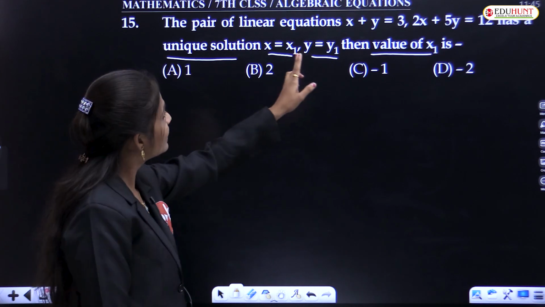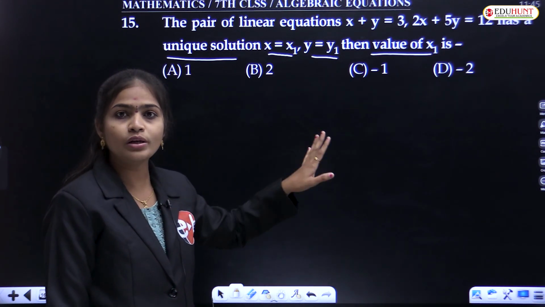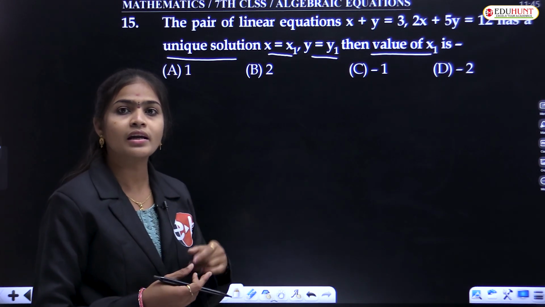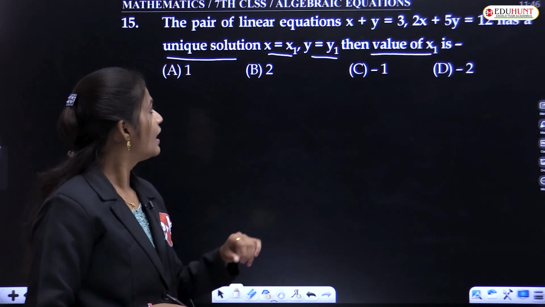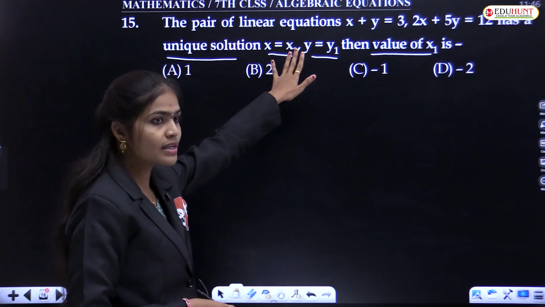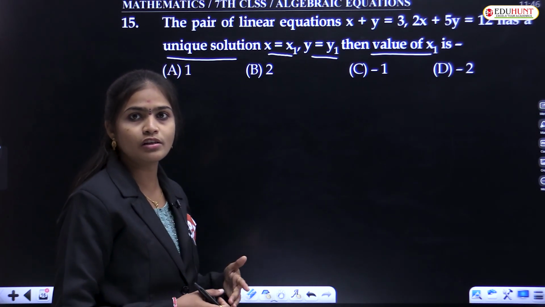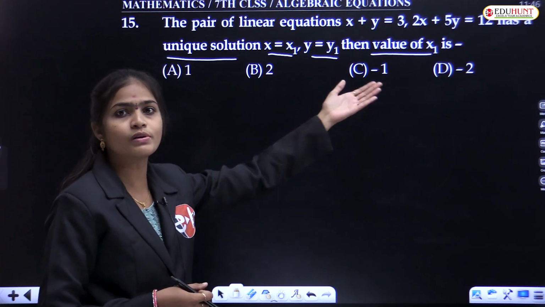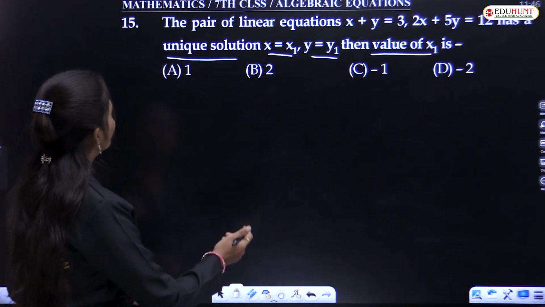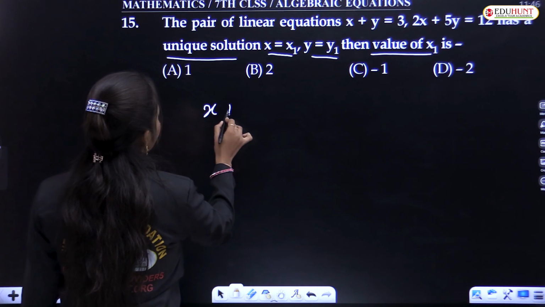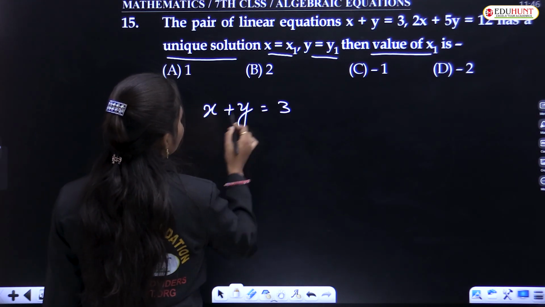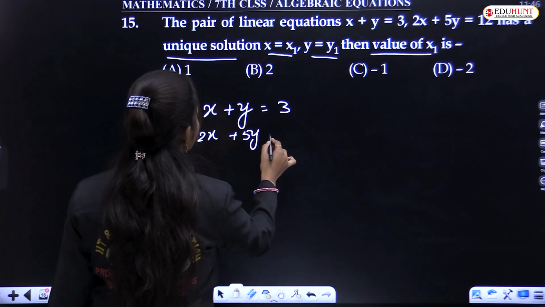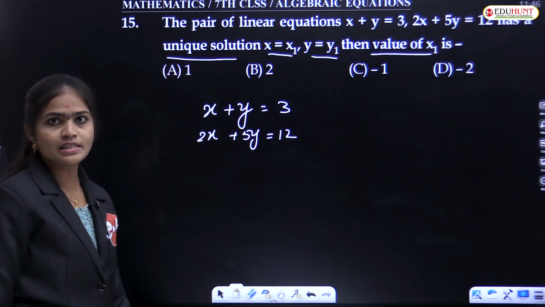Once again read it. Here 2 equations are given, and those 2 equations have a unique solution. Unique solution means which type of lines are those 2? Yes, intersecting lines. We have to find x is equal to x1, y is equal to y1. Unique solution means we can find the values of x and y, and they are asking just for the x value. So what are those 2 equations? x plus y is equal to 3, and 2x plus 5y is equal to 12. That is what they gave.